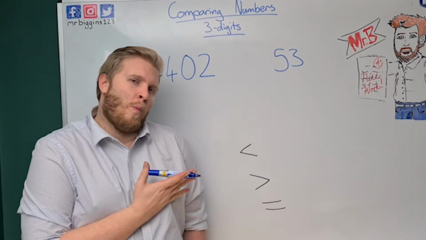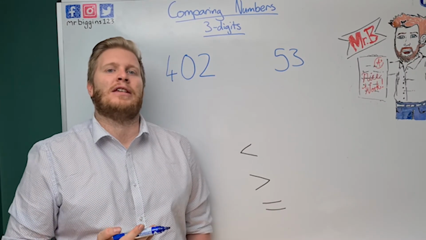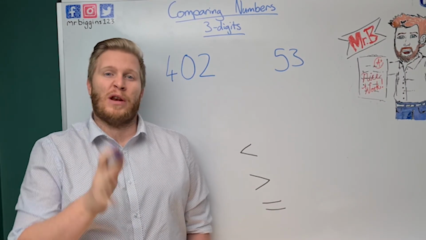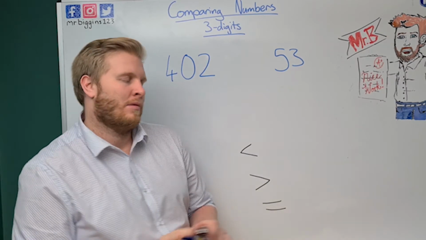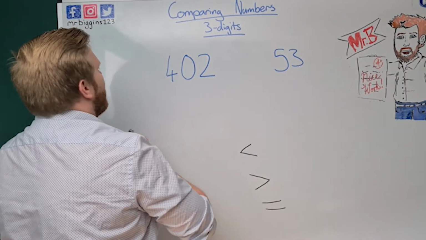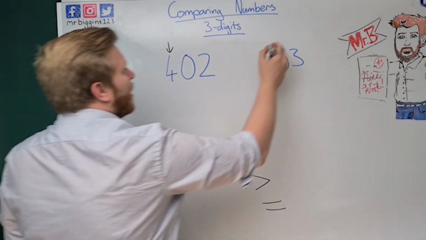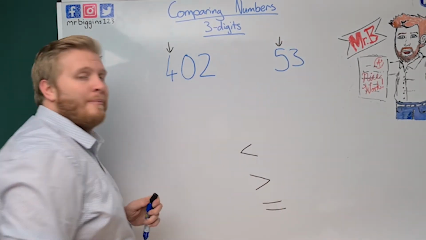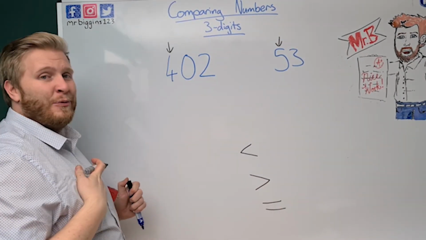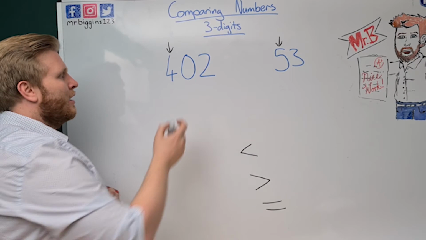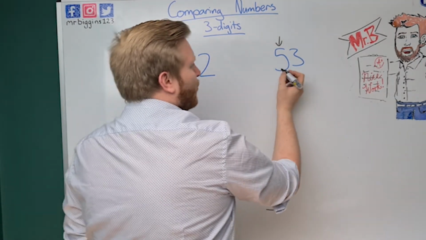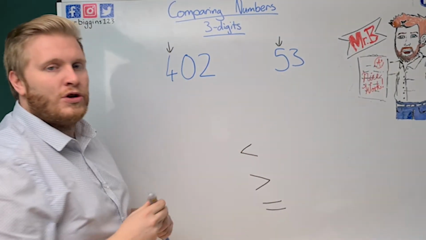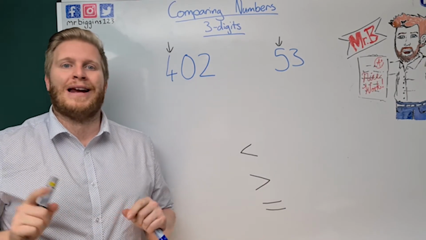Now I would hope when we see this we can instantly see which one is bigger. But if we take our rule that I said, right, let's work our way from the left. I have a 4 here and I have a 5 there. So if we use that rule, we would say, oh, well, this one is bigger. So 53 is bigger than 402. But we know that isn't right, is it?